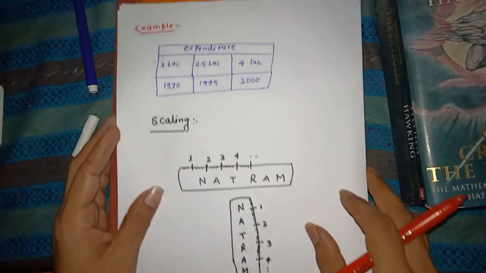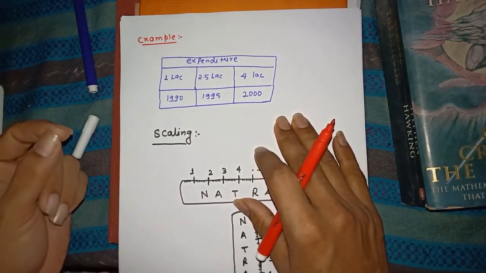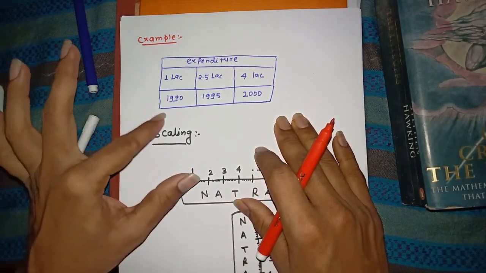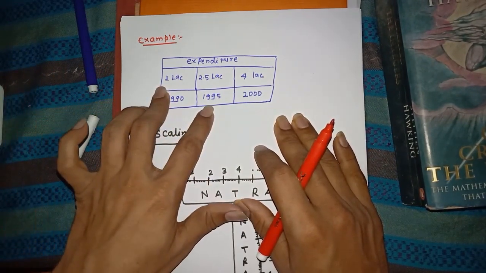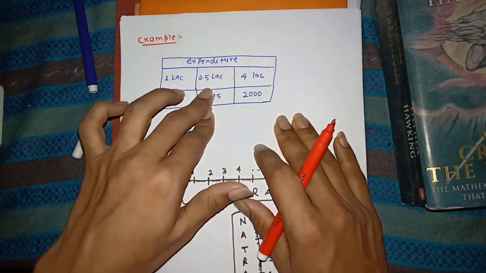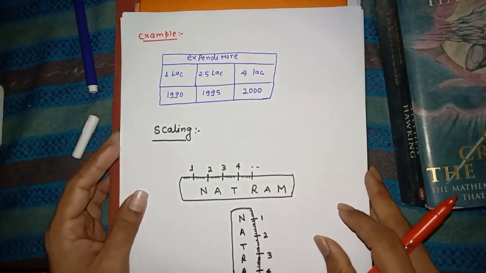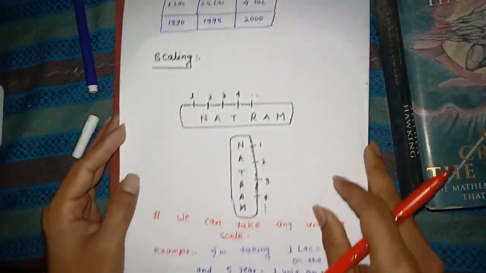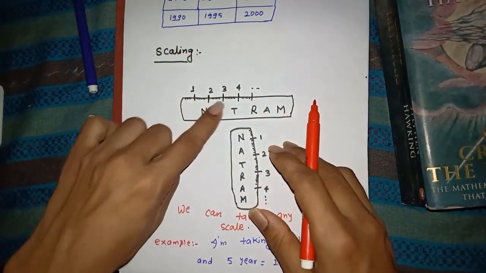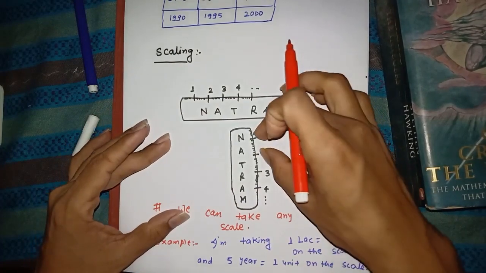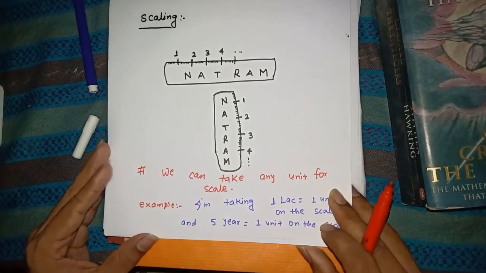So for example, for a realistic situation, let's say my expenditure in 1990 is about 1 lakh, and in 1995, after 5 years, it becomes 2.5 lakh, and in 2000 it becomes 4 lakh. So how can you take a scale on your graph paper? Your measuring tool is like this: 1 2 3 4 and 1 2 3 4. So this is 1 unit, and this is 1 unit, this is 1 unit.